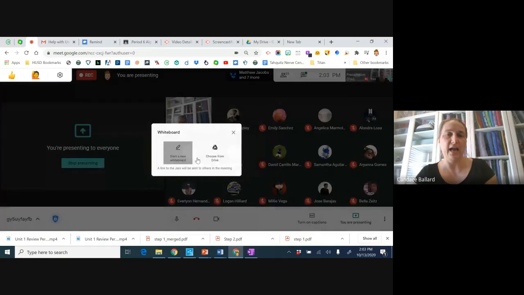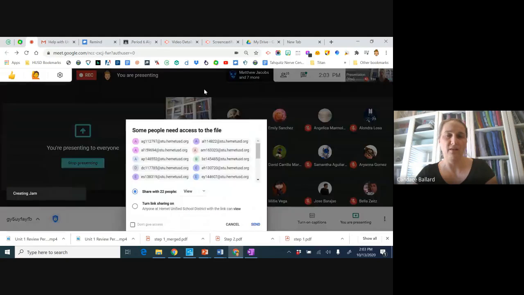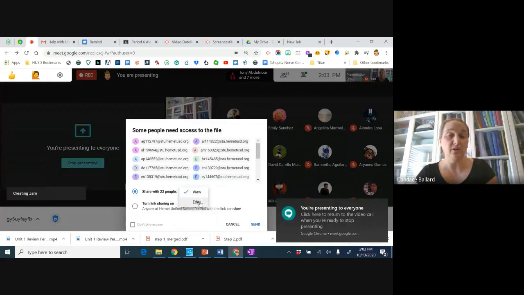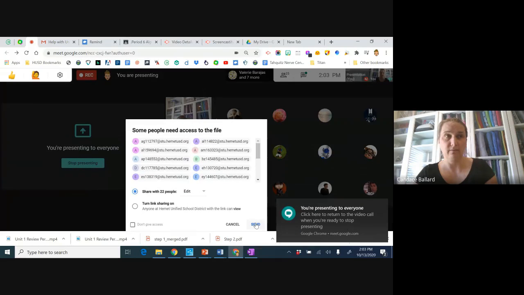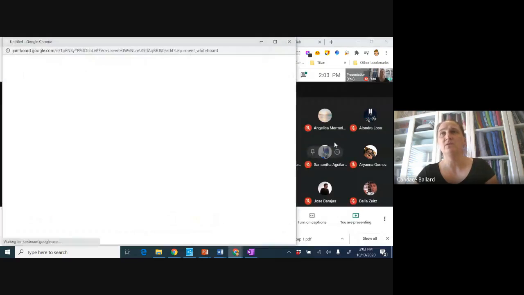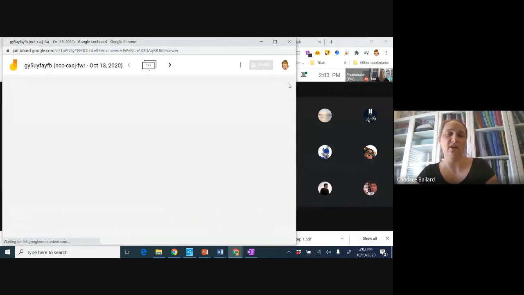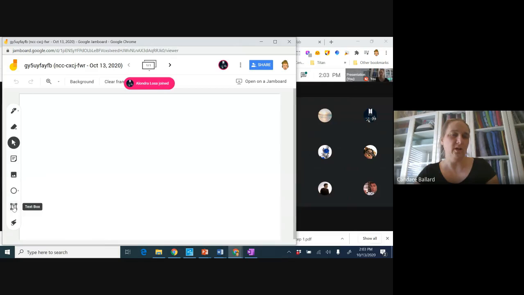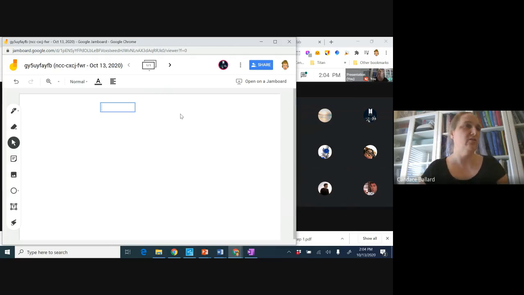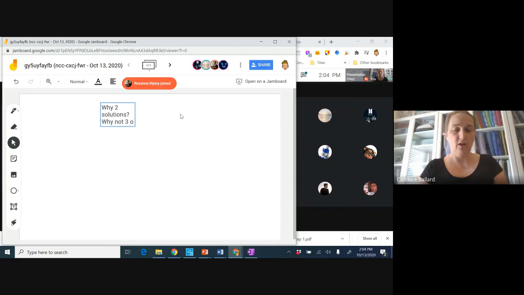What you're going to do is add just a sticky note to the Jamboard and answer that question. The link is there in the chat. While you're getting there, I'm going to type in the question. You just come over here and hit this little sticky note button and put a sticky note in there for me and answer the question. Why 2 solutions? I'm abbreviating the question. Why not 3 or 4?